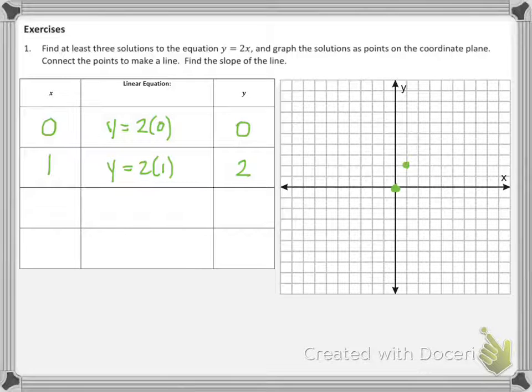And let's choose a negative 1. Y equals 2 times negative 1. Well, that's negative 2. So when x is negative 1, that's left 1, y is negative 2, down 2. So there are my points, and then I'm just going to draw a line that goes through those points.